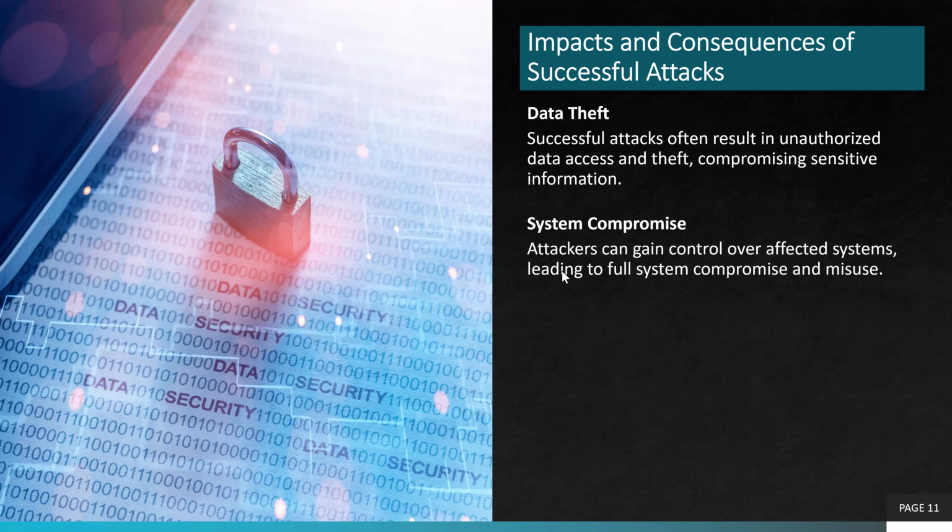Then a system is compromised. When a system is compromised, it is too late. Attackers can gain control over the affected system, leading to system compromise and misuse. And then once your system is compromised, you don't know if the attacker was on your system just a minute ago, or maybe has been there for a week, sitting on your network reading the data and then transferring information from your system. So a system that is compromised is really, really risky.